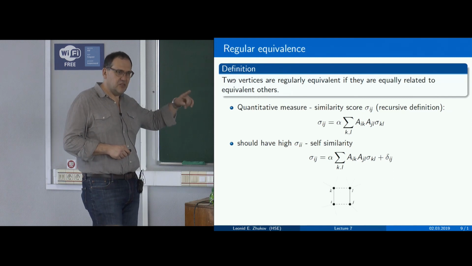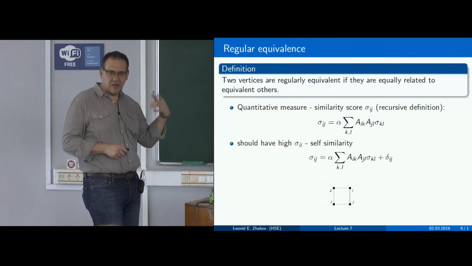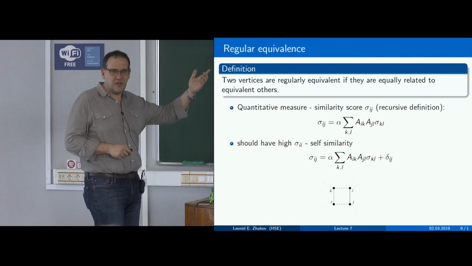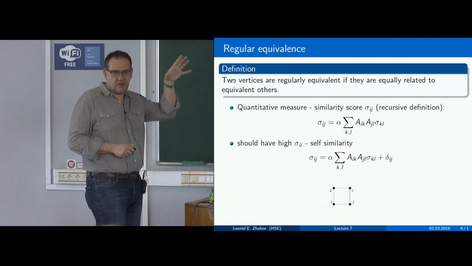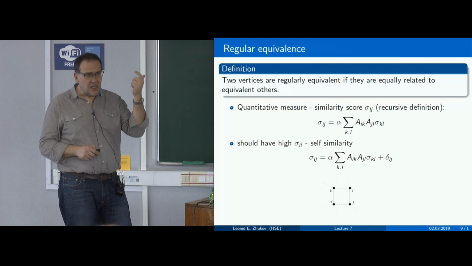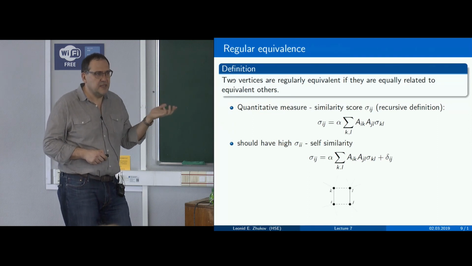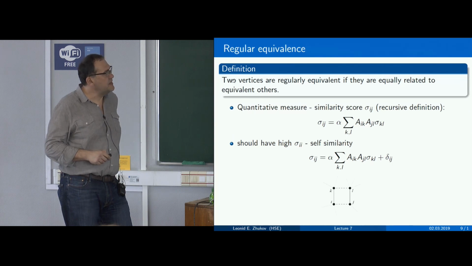So you realize we're doing this sort of circular thinking again, right? We're saying these two are equivalent if their neighbors are equivalent. So a node is central if its neighbor is central, but now we're talking about pairs of nodes. They're equivalent if their neighbors are equivalent. Of course, any pair of nodes can have a lot of neighbors, and so we need to go through all the neighbors and see if they're equivalent, and just do it recursively.